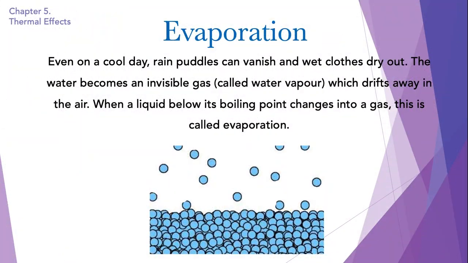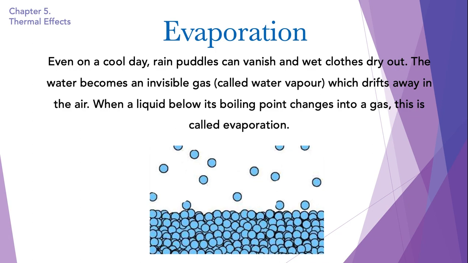So even on a cool day, rain puddles can vanish and wet clothes dry out. The water becomes an invisible gas, which is called water vapor, which drifts away in the air. When a liquid below its boiling point changes into a gas, this is called evaporation.